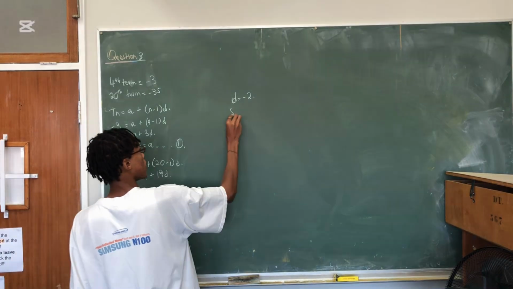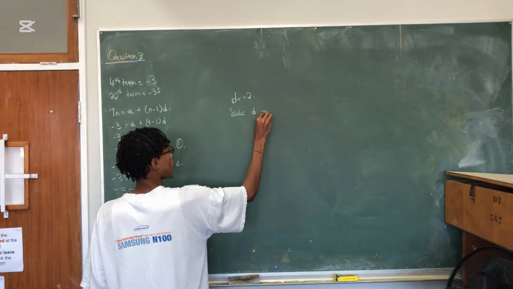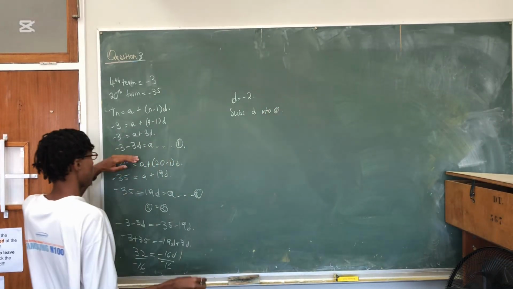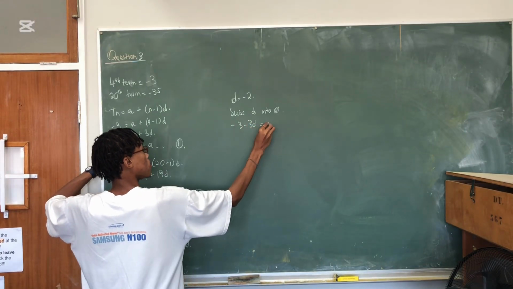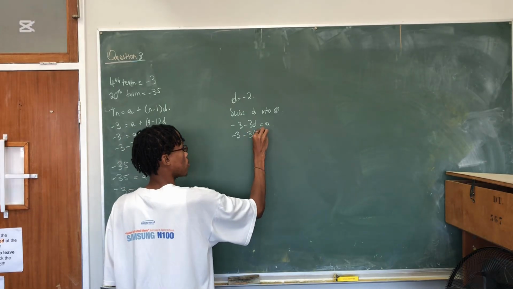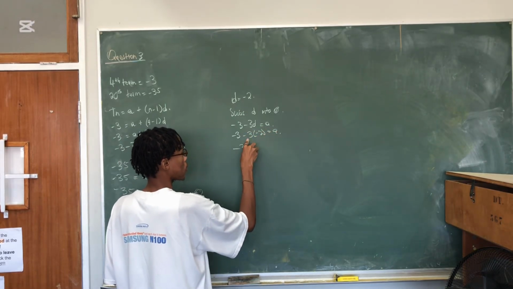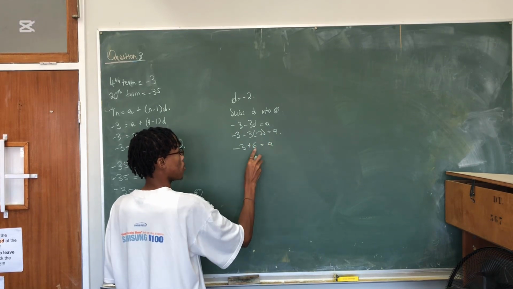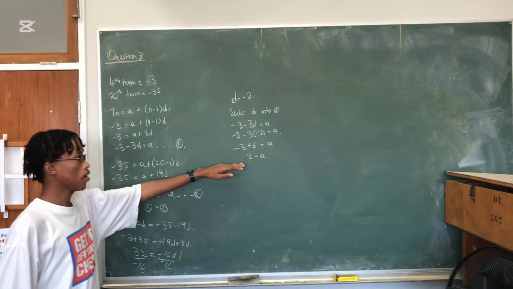Now we substitute d into the first equation. Our first equation is -3 - 3d = a. -3 times -2 = 6, so 6 - 3 gives us a = 3. We have our a and we have our d.